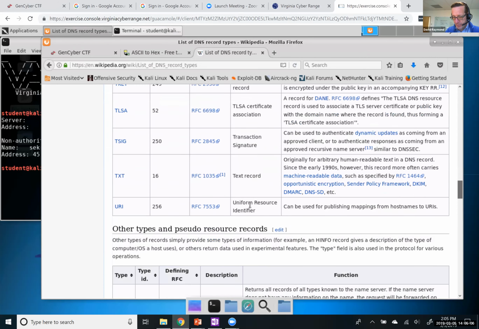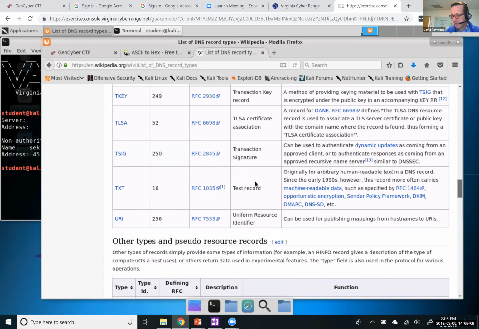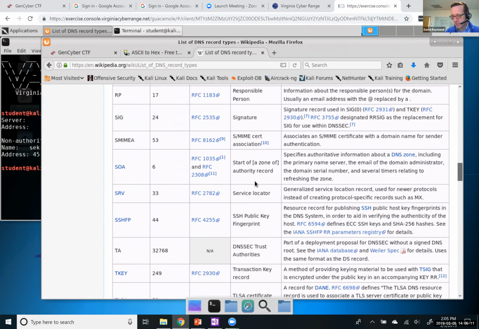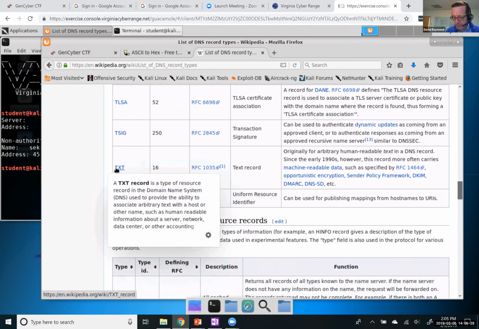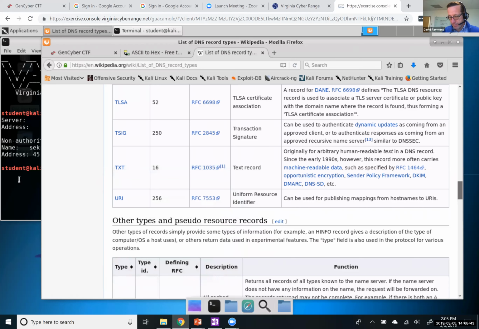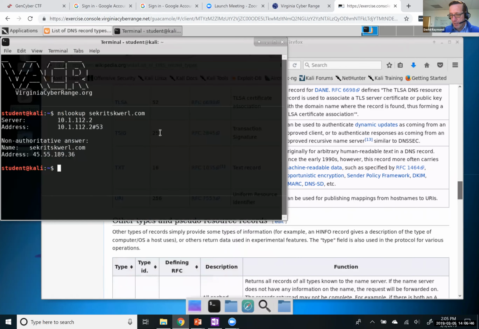If you were to drill down and spend a little time reading through these different record types, you'll see that there's one of them that lets you store basically arbitrary text in a DNS record, and it's the TXT record. A TXT record is a type of resource record in the DNS system used to provide the ability to associate arbitrary text with a host or other name. Arbitrary text. Okay, so I can store arbitrary text in this DNS record type. To me, that might be somewhere to look.